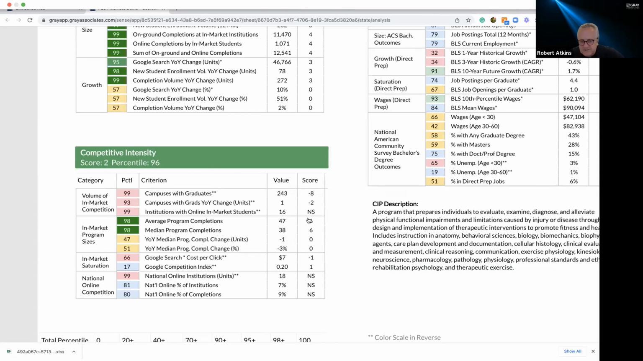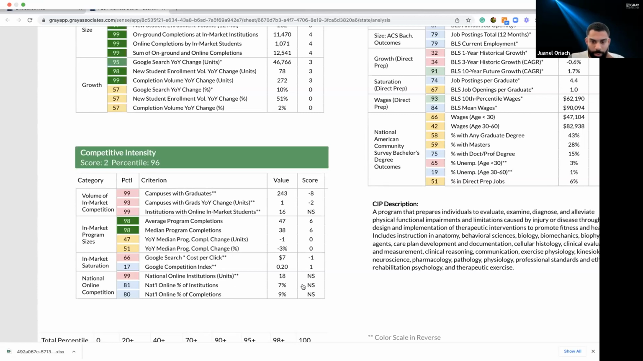Now remember, this is at the doctoral level. Correct. So 38 completions at the doctoral level is actually quite a lot of completions. You can see it puts it at the 98th percentile. Now that's going to be behind law and, what else? Oh, and medicine. But my guess is it's right at the very top once you get past those two enormous programs.